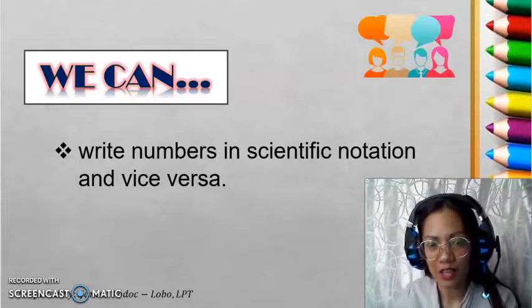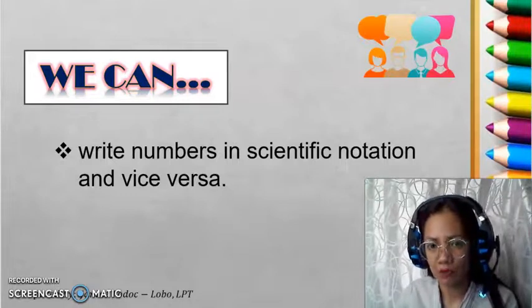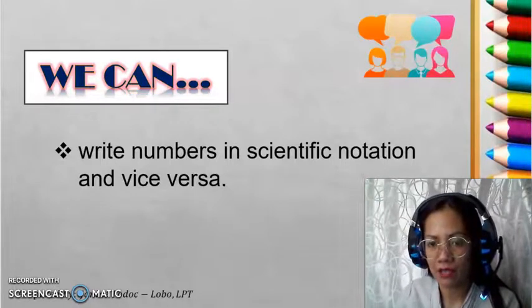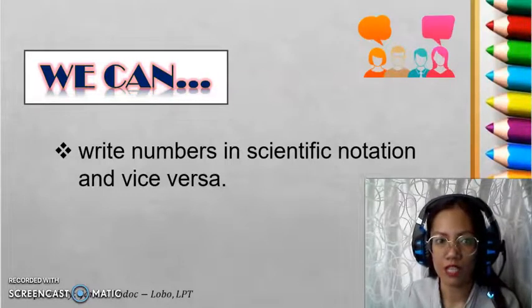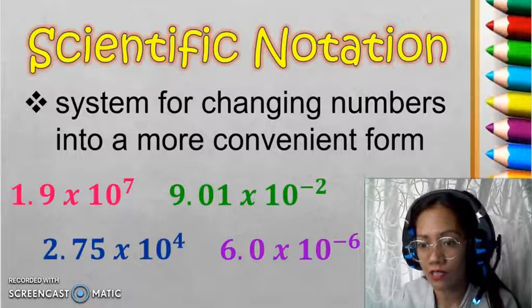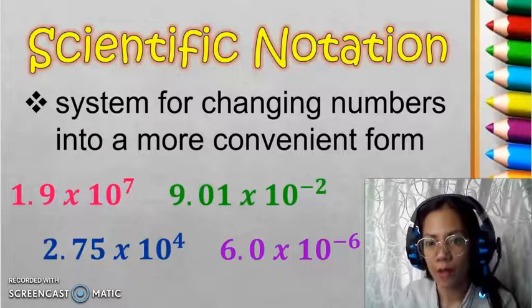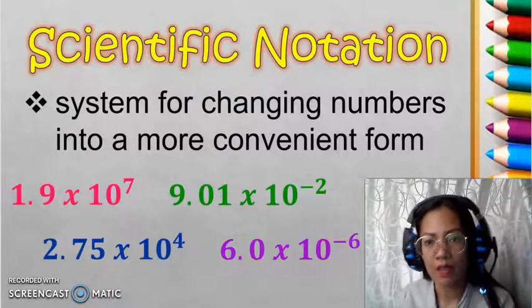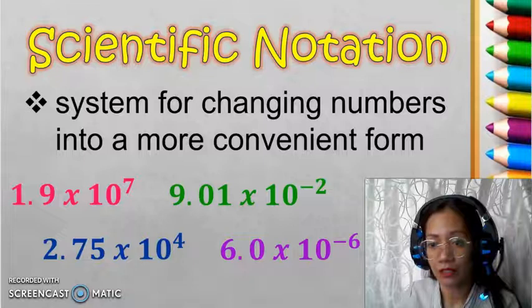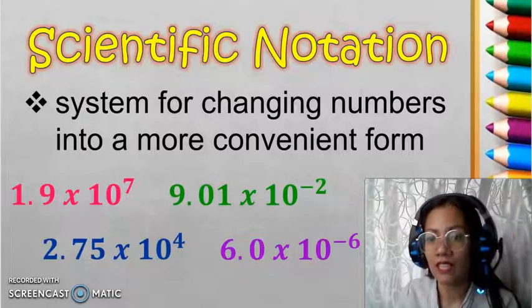So we're here to talk about Module 9, Scientific Notation. At the end of this module, you will be able to write numbers in scientific notation and vice versa. Now, what is scientific notation? Scientific notation is a system for changing numbers into a more convenient form. For example, you will be given large numbers or very small numbers. There's a convenient way for you to write the numbers, and that is what we call scientific notation.